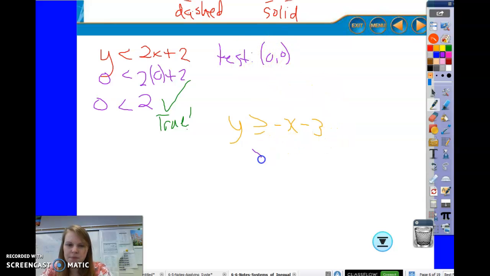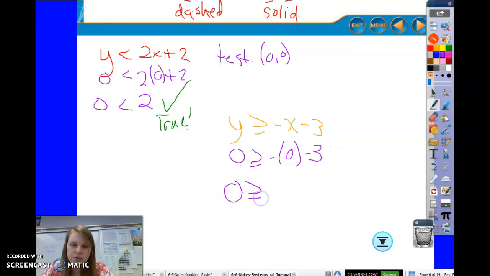Let's plug in 0 for x, 0 for y. Is this a true statement? Well, negative times 0 is just 0. 0 minus 3 is negative 3. Is 0 greater than or equal to negative 3? Is this a true statement? Is 0 greater than negative 3? Yes, I think so. All right, true.